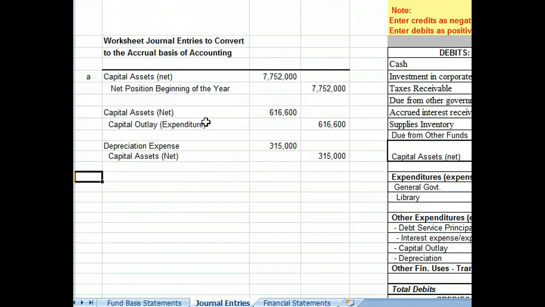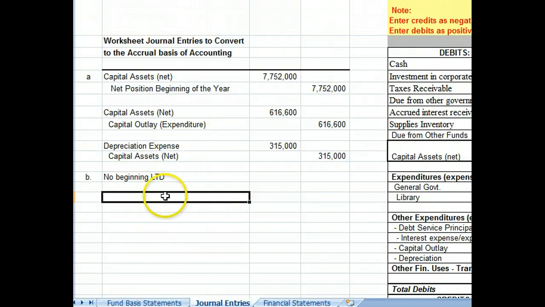Okay. Now let's look at B, where we're dealing with our long-term debt adjusting entries. We have nothing to do at the beginning because there was no beginning long-term debt. So we don't have to make an entry for that like we had to do in A. What we have to do now is we have to really reinstate our bonds payable and our bonds premium.